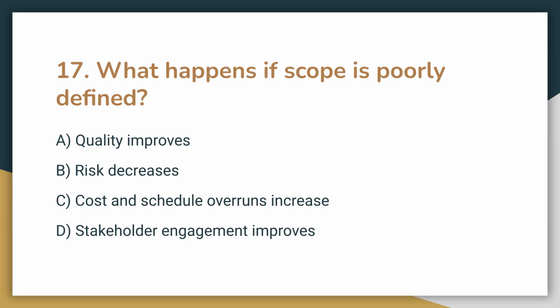Question 17. What happens if scope is poorly defined? A. Quality improves. B. Risk decreases. C. Cost and schedule overruns increase. Or D. Stakeholder engagement improves. The correct answer is C. Poorly defined scope often leads to an increase in cost and schedule overruns due to rework and ambiguity.